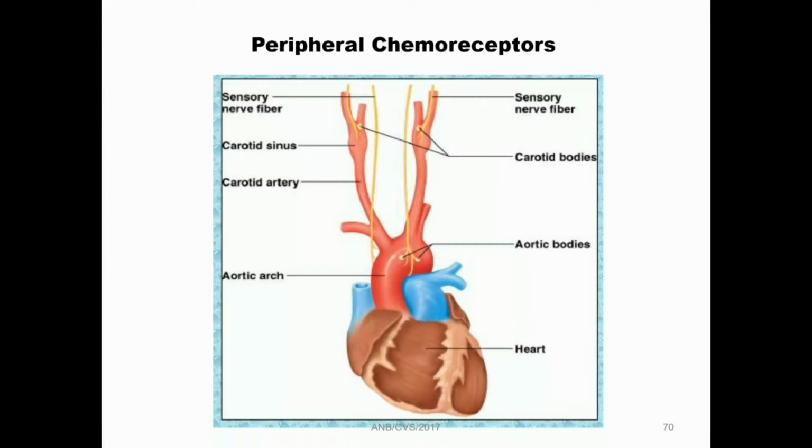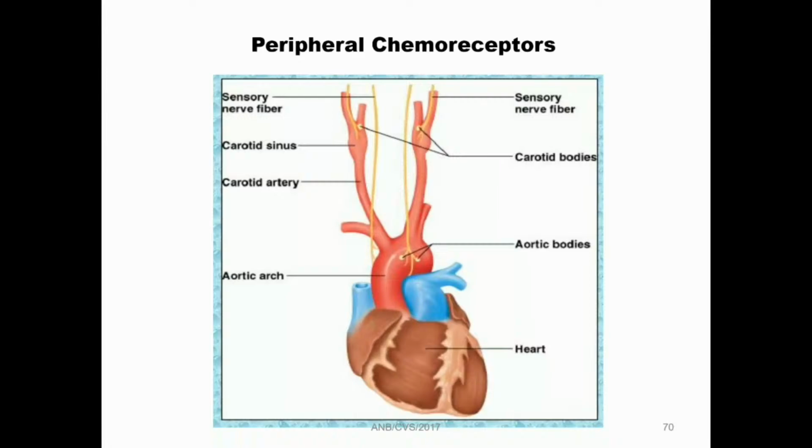Now you can see there are two types of chemoreceptors. They are present in respiration, and they are mainly important in the regulation of respiratory rate and so on. Similarly, these chemoreceptors play a very important role in the regulation of blood pressure also, and depending upon their location, they are divided into two types: the peripheral chemoreceptor and the central chemoreceptor.